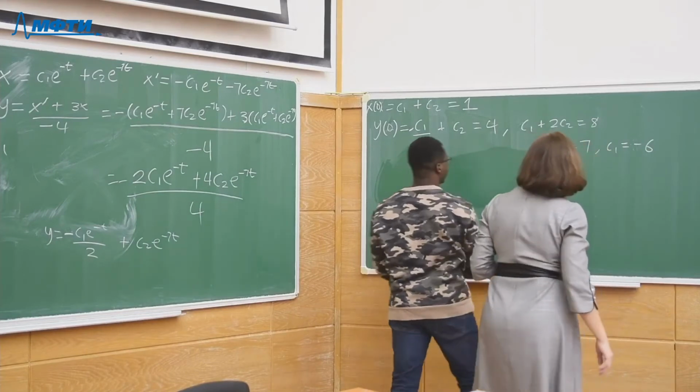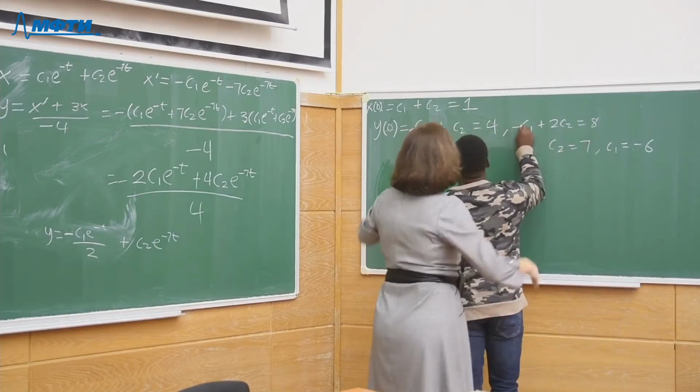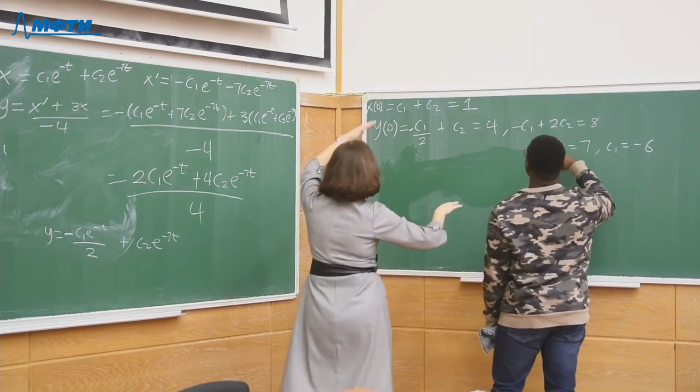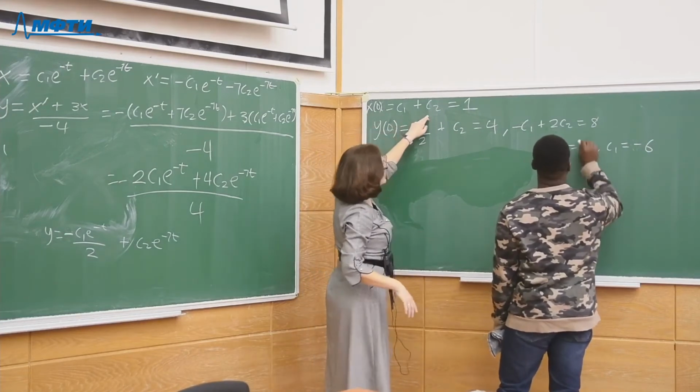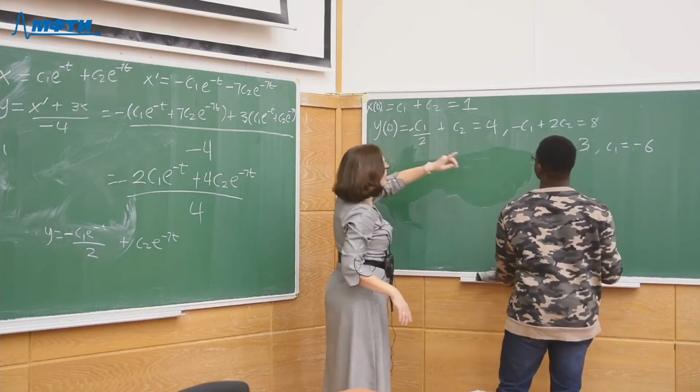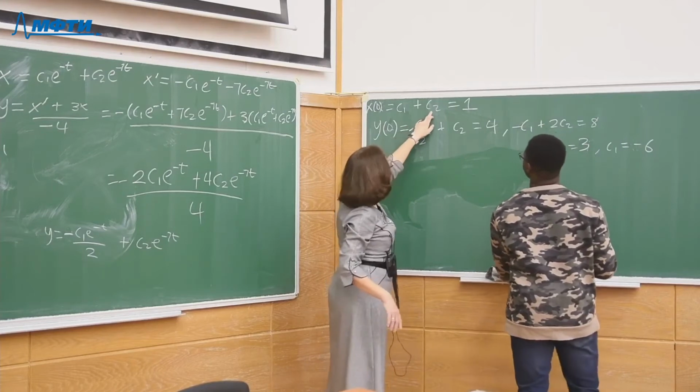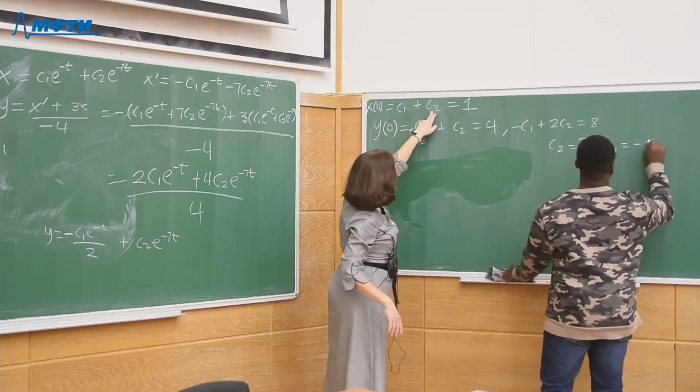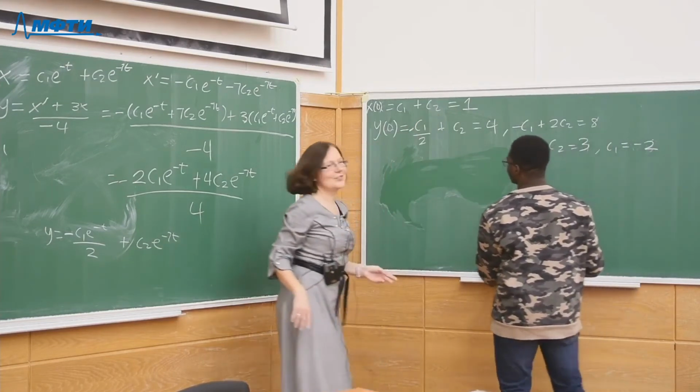And then, if we add these two equations together, we will get 3C2 equals 9, so C2 is 3, and if it is 3, then it is negative 2. Okay, so now it's correct.